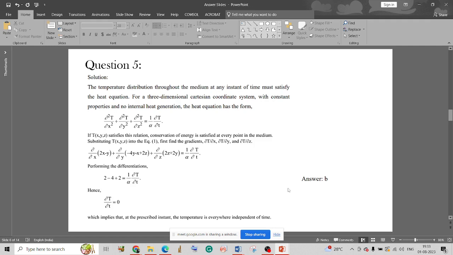If T(x, y, z) satisfies this relation, the conservation of energy is satisfied at every point in the medium. That is, the temperature equation that is given should satisfy the heat equation that we already know, because this heat equation is derived from the conservation of heat. So we can substitute the temperature equation that is given in the question into the main heat equation.